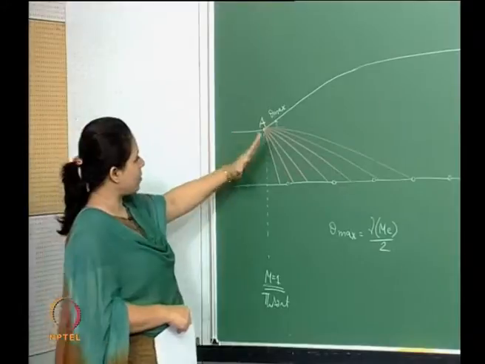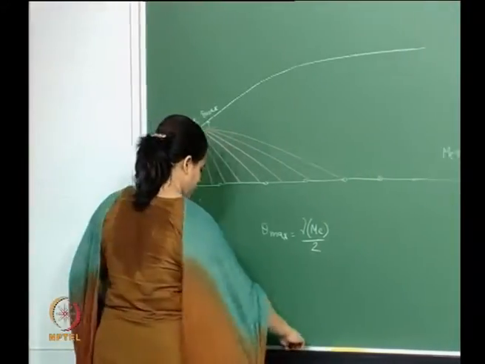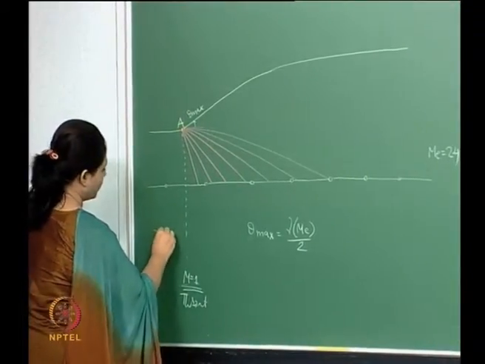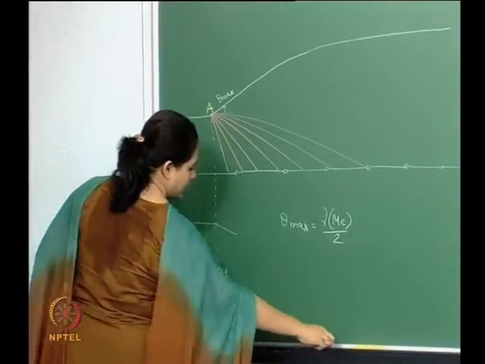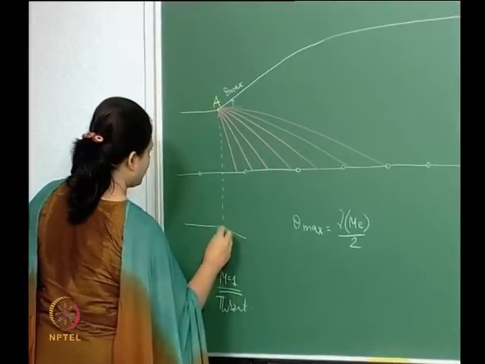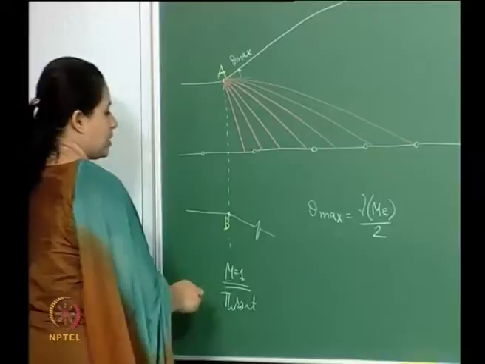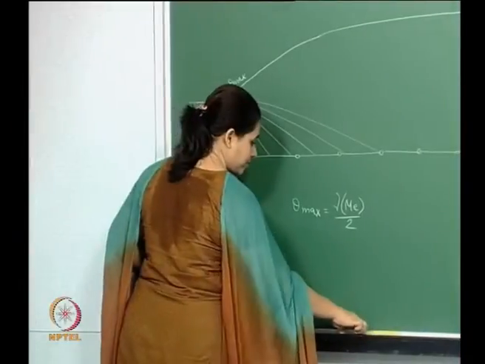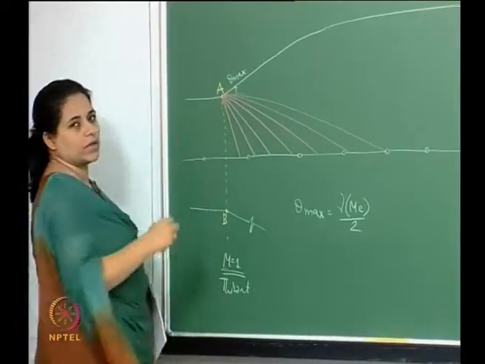Now we'll have a similar point down here, because I have just taken the symmetric part of it, so I will have one more over here. Similarly, I have this particular point B out here, and at this point B we will have a similar expansion fan.